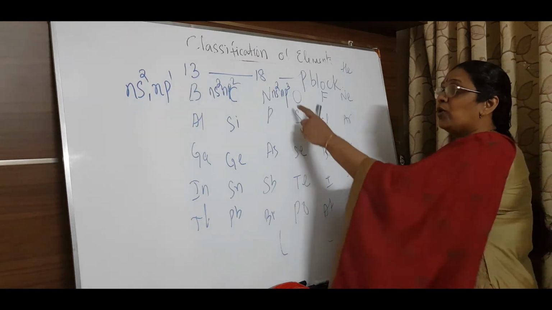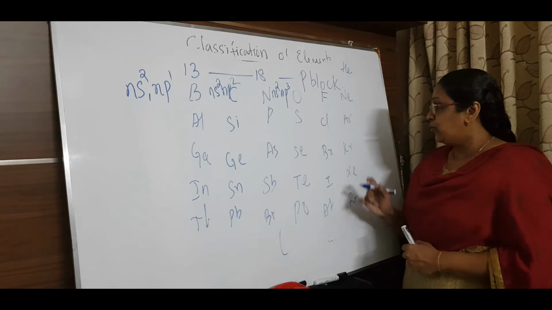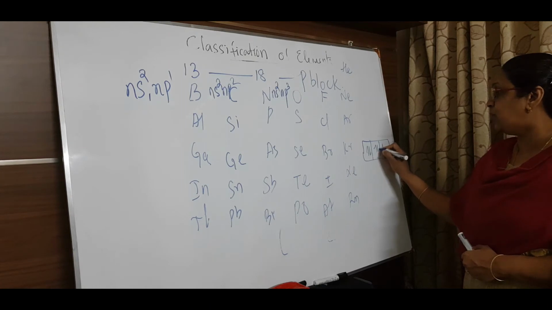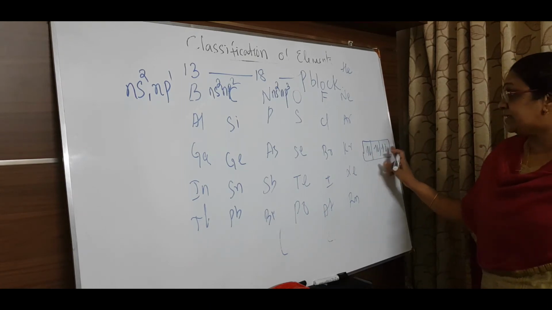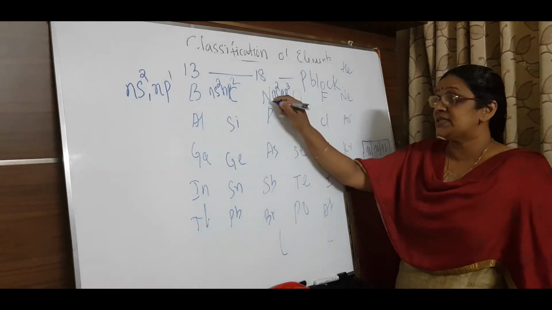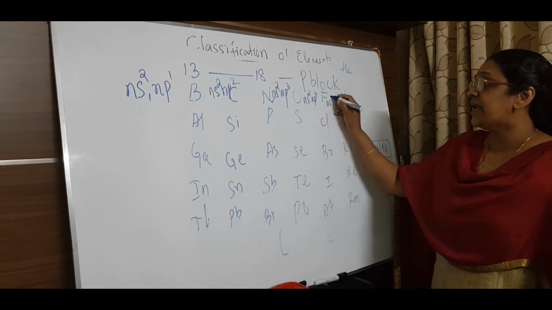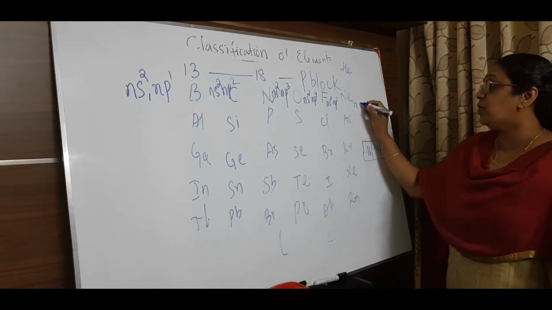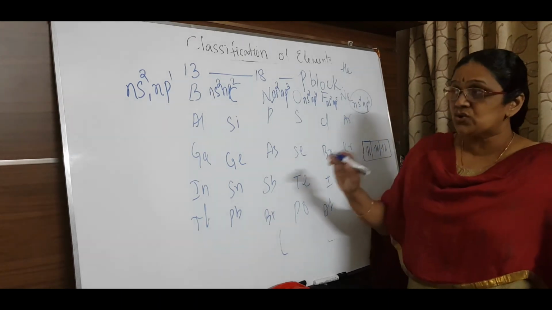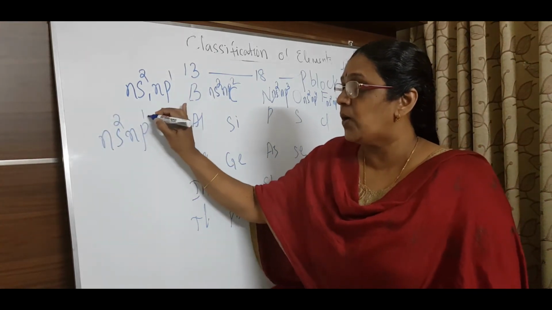Now what about the peculiarity of P3? P3 is half filled and stable. You know Px, Py, Pz. According to Hund's rule, the p orbitals hold a maximum of 6 electrons, so the half filled is 3. So this is half filled stable. Oxygen is NS2 NP4, fluorine is NS2 NP5 and neon is NS2 NP6. See, a stable configuration is attained. So the general configuration is NS2 NP1 to 6.